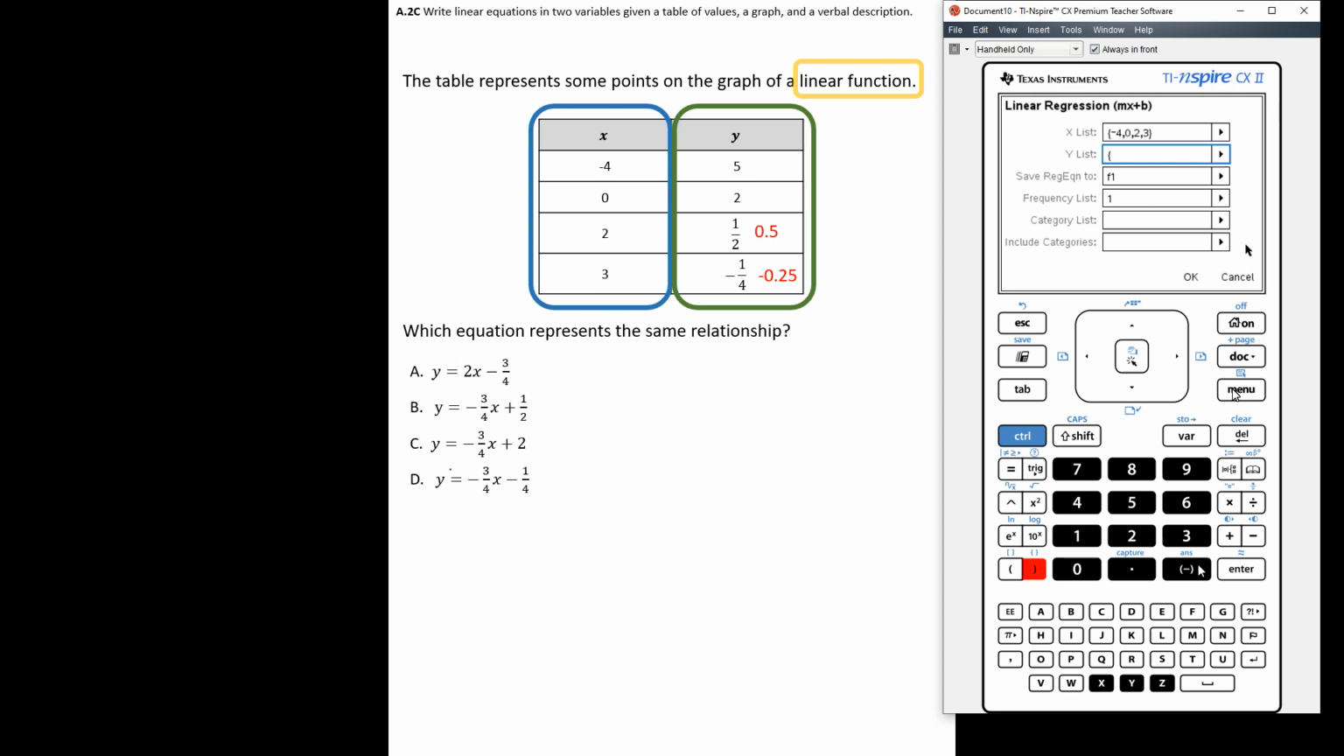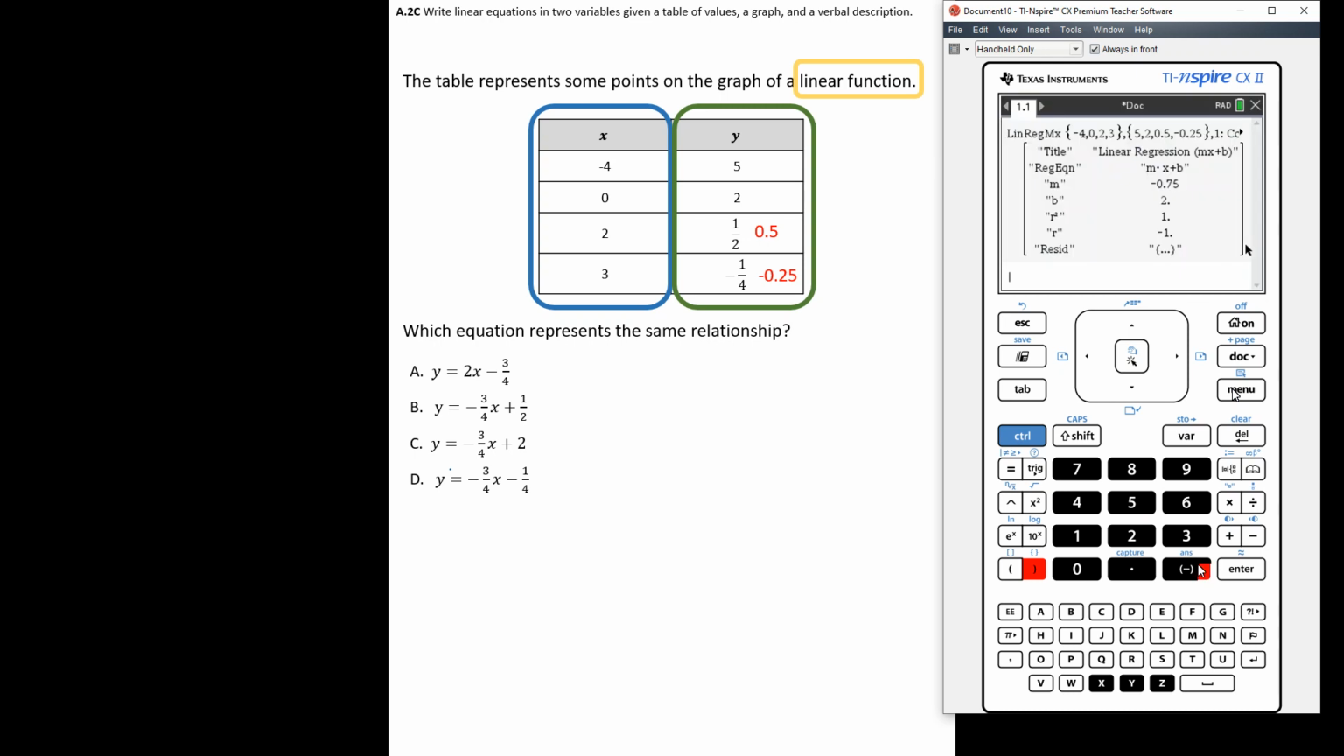And then our y values, fancy brackets. So 5, comma, 2, comma, 0.5, comma, -0.25. And again, your fancy bracket should be closed. Click OK, and then you'll be given right here, it says linear regression, and it says mx plus b. Your m is -0.75, so your slope, or the number in front of x, should be -0.75, and your b, or the number adding or subtracting after x, should be 2.